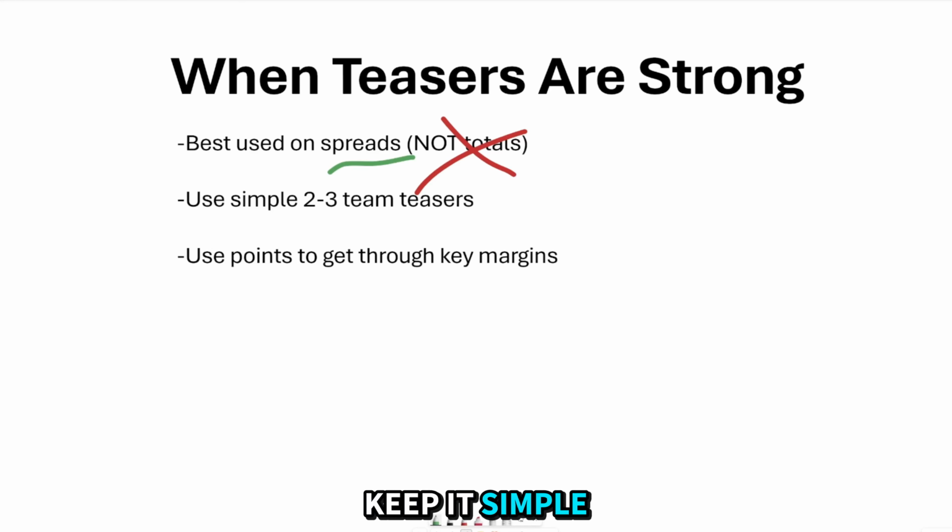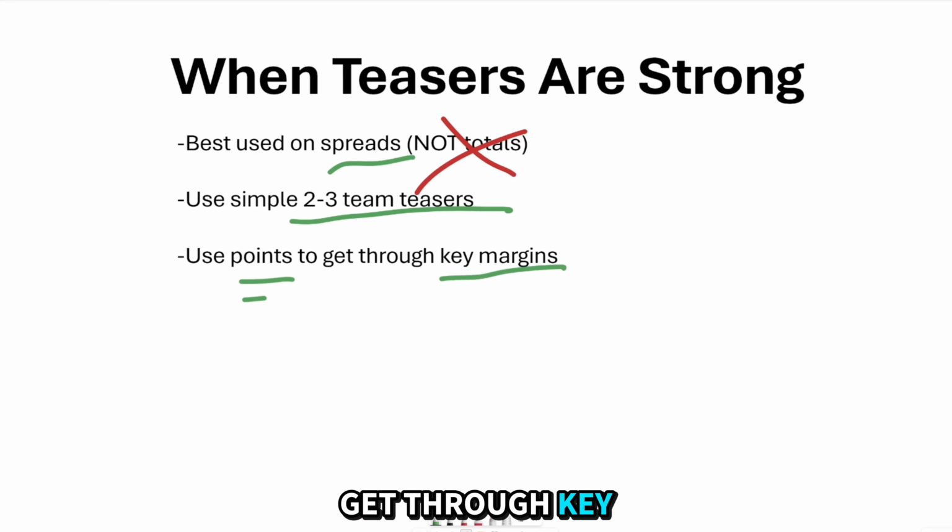It's best to keep it simple. Do 2 to 3 leg teasers. 2 is obviously going to be safer. The less legs you have, the safer and more consistent you're going to be. And this part is huge. Use points to get through key margins.